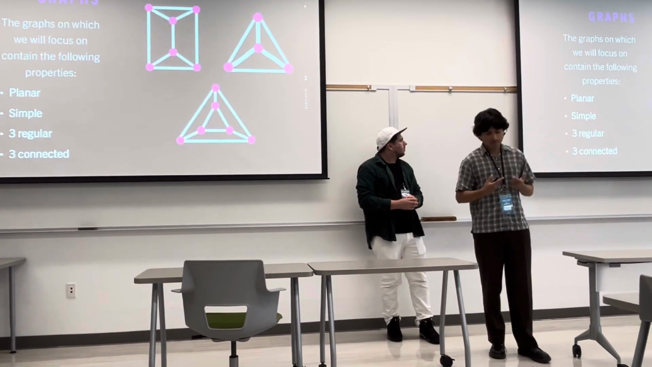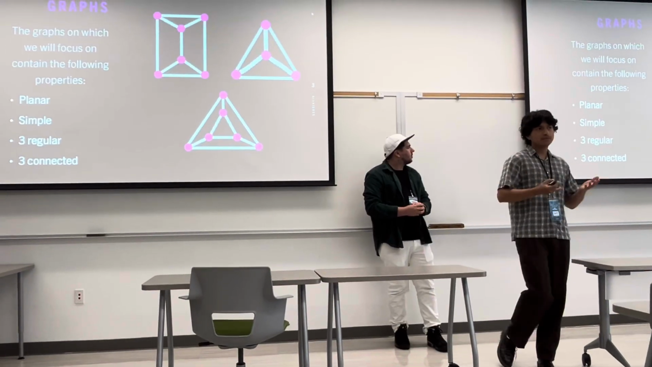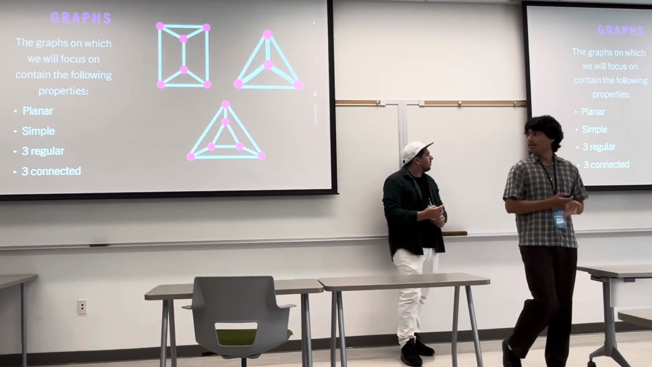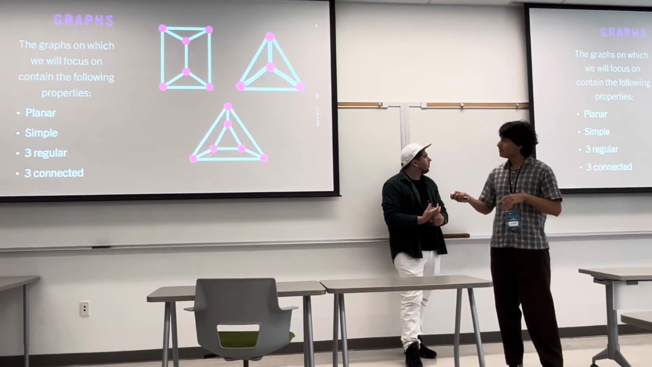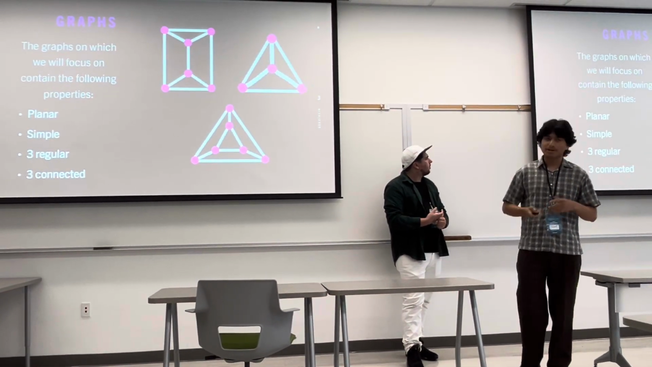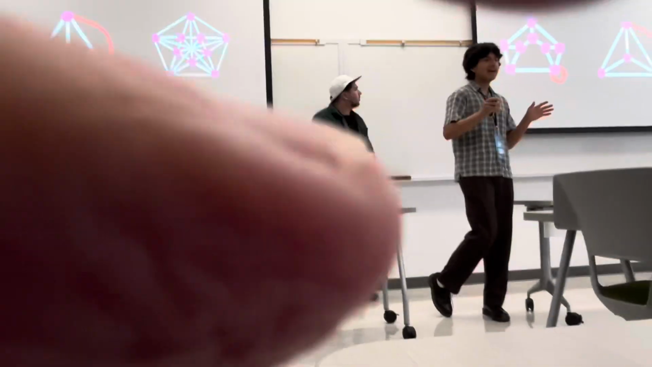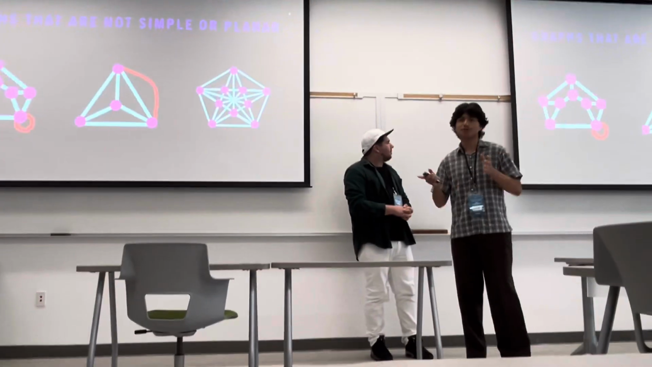And then the graphs we're focused on are graphs with the following properties. They're planar, simple, 3 connected, and 3 regular. And here's our example of some of those, but I'm going to go into depth on what these characteristics are. To be simple, you want no multi-edges and no loops in your graph.